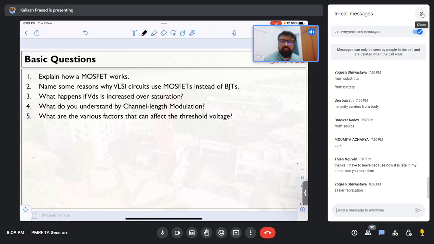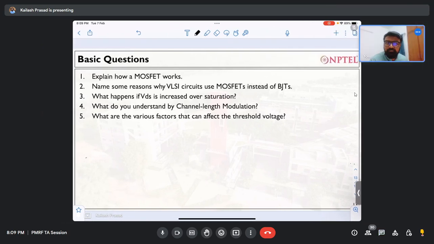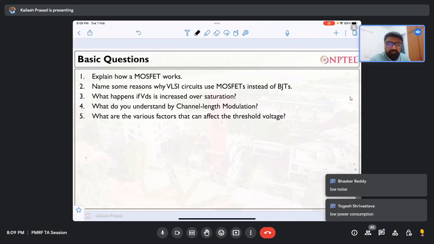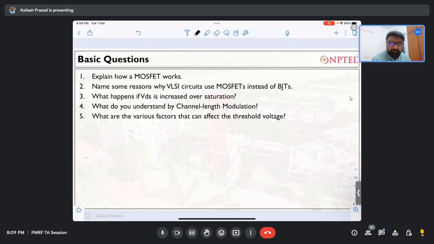What about other parameters? If there are fewer minority carriers or no minority carriers, what will happen? Low noise, low power consumption. Yeah, that's the answer I was actually expecting. So as compared to BJT, MOSFET has lower power consumption. Low noise also, yes, because you can get full VDD and full ground as two levels when your MOSFET acts as a switch. What else?